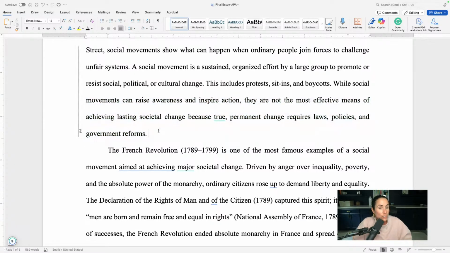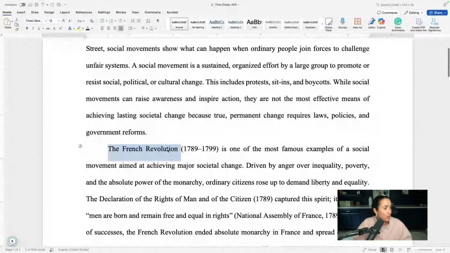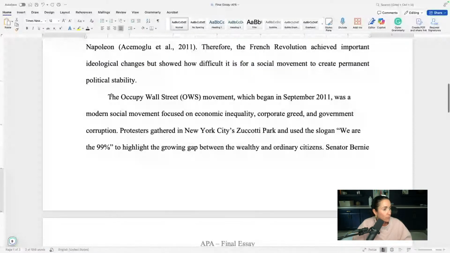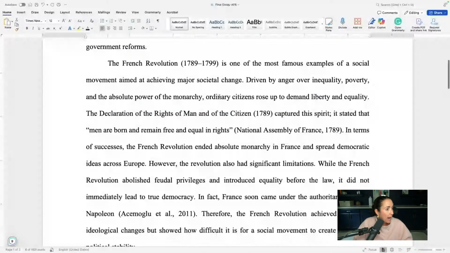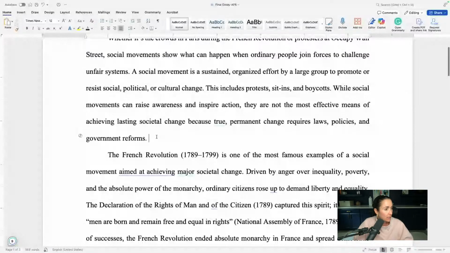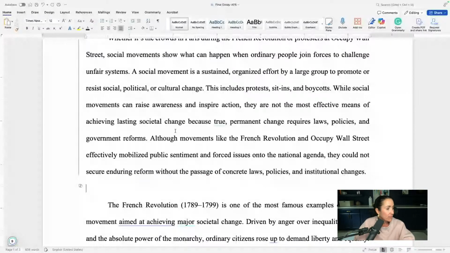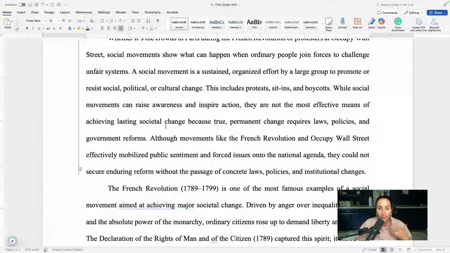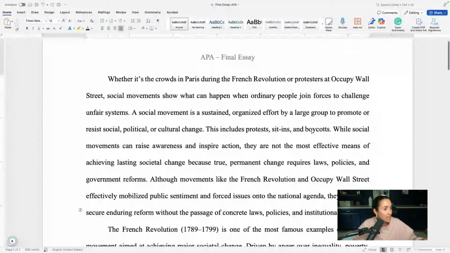Now, just to zhuzh it up a bit, because I will be giving the French Revolution as an example, and I will be giving Occupy Wall Street as an example, I went ahead and added this little bit here to kind of tease out my thesis so that the two detail paragraphs really go back to that thesis, the French Revolution and Occupy Wall Street. Also, it ties back into the French Revolution, Occupy Wall Street in the first sentence. So you could do that.